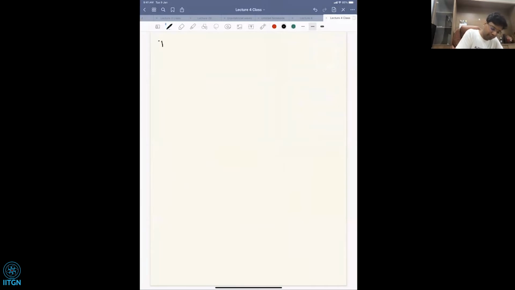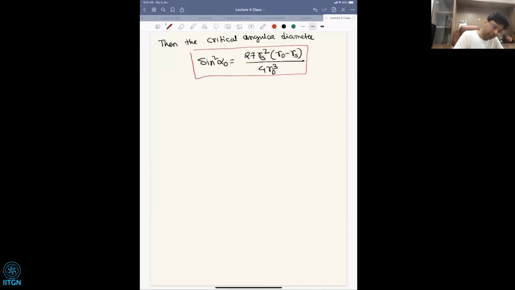The critical angular diameter. And what will be the answer? If you do that, you will get a very, very simple equation: sine square alpha naught equal to 27 Rs square (r naught minus Rs) by 4 r naught cube. This is a very, very important equation, and it was derived by a very famous relativist, Synge, in 1966, I think.